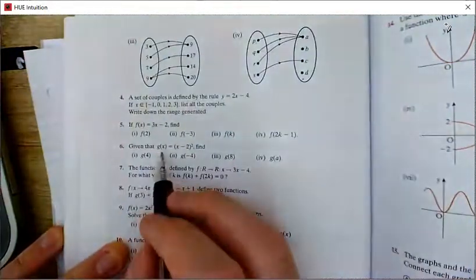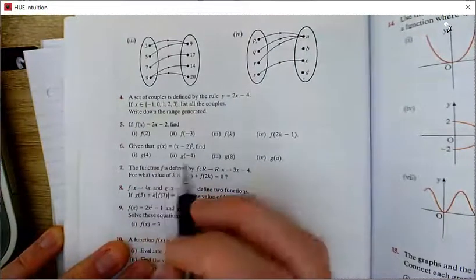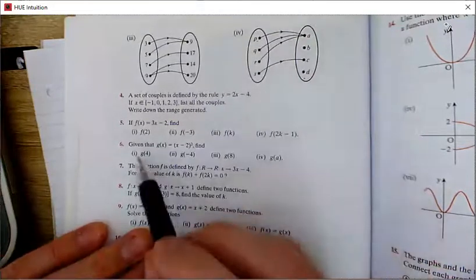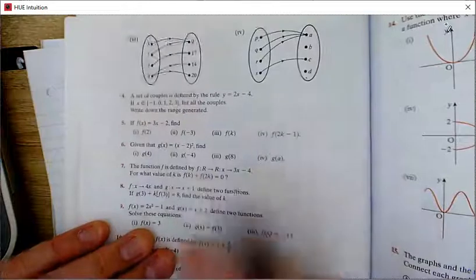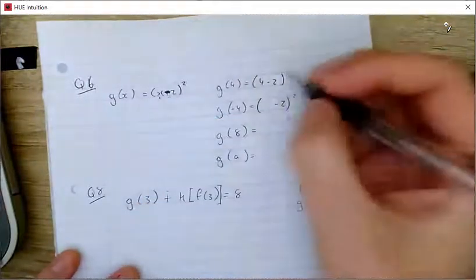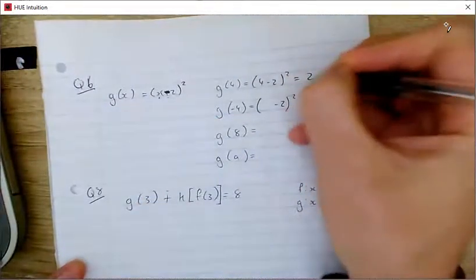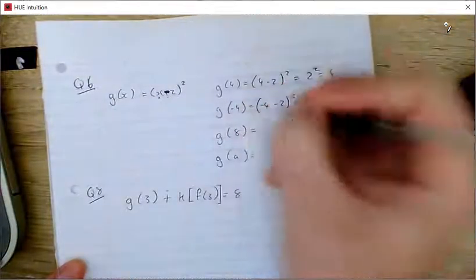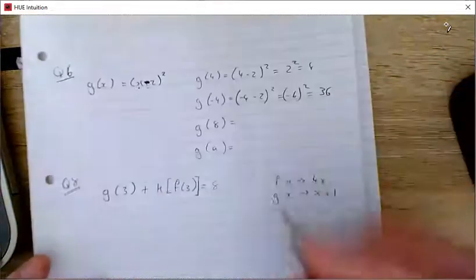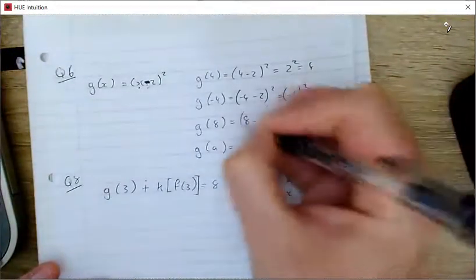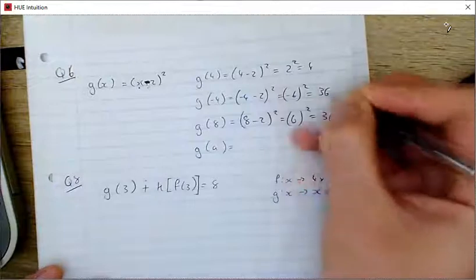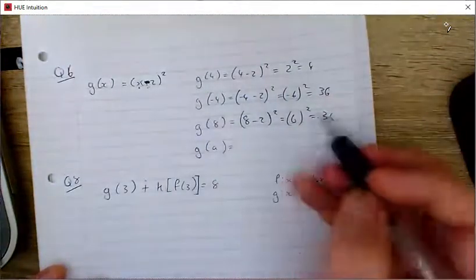Question 6 here: given that g of x is (x minus 2) squared, find g of 4, g of minus 4, g of 8, and g of a. This is just using function notation: here's a function, plug 4 in for x, what do you get out? If you plug 4 in, 4 minus 2 squared is 2 squared, which is 4. Plug a minus 4 in, you get (minus 4 minus 2) squared, which is minus 6 squared, which is 36. You plug an 8 in, you get (8 minus 2) squared, 6 squared, that's 36. Not a problem that they're the same output.